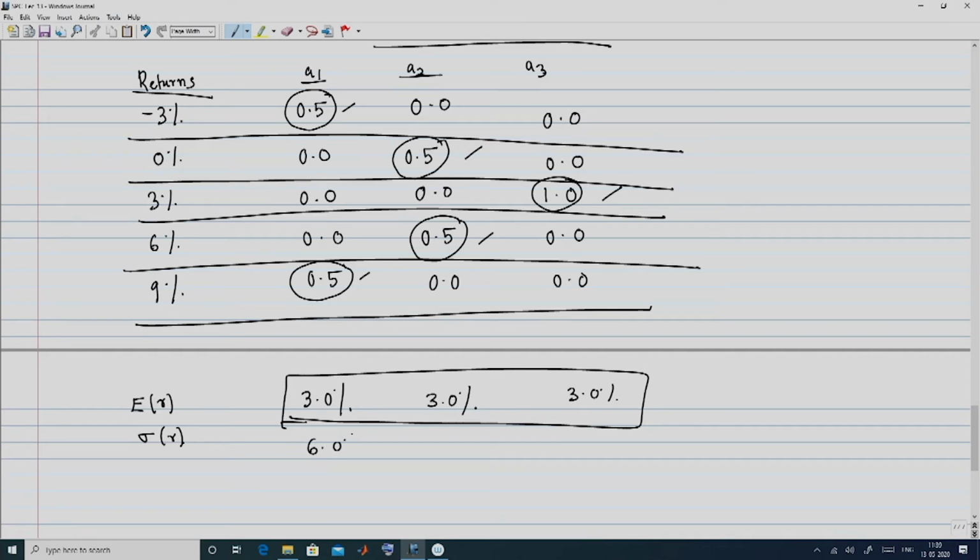So, this turns out to be 6.0% in case of the first asset, 3.0% in case of the second asset, and since the third asset is a bond, obviously the risk associated with this is going to be 0%. So, this means that here I have identical expected return.